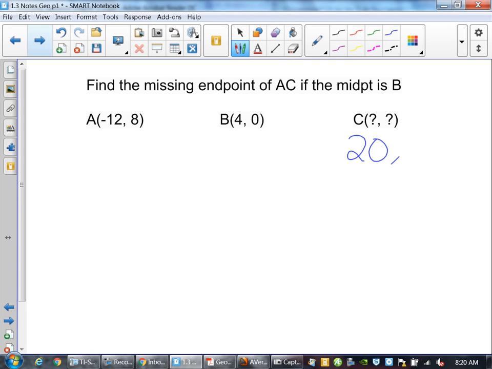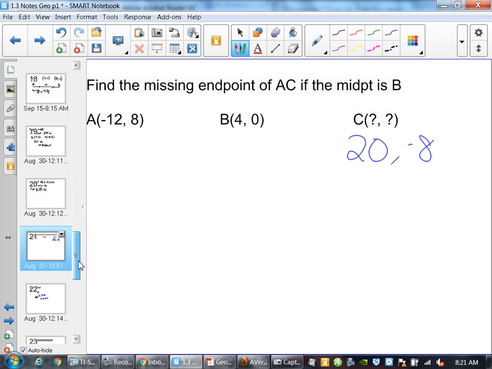8 to 0. Up or down? Down. What's 8 less than 0? -8. Pretty simple, isn't it? Pretty simple.